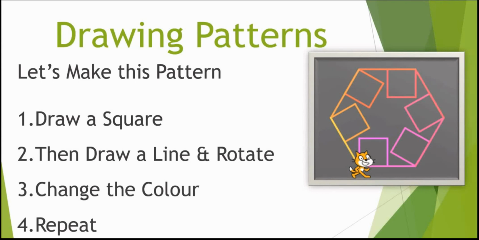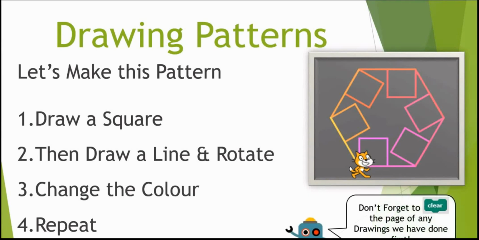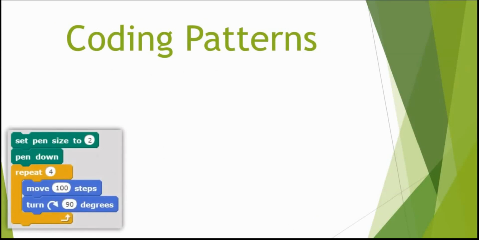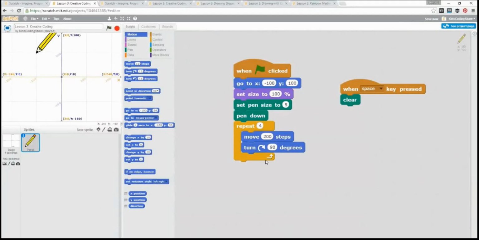So while we say, oh, this is the pattern we're going to draw, and don't forget to clear the marks of any pages we've done, and I think I have, so we're okay there. Now we can move on to coding the pattern itself. So we can use the code we already have made. We can use our repeat for, and we'll maybe change it to move 100 steps instead of moving 200 steps. So just change that to 200 or to 100.